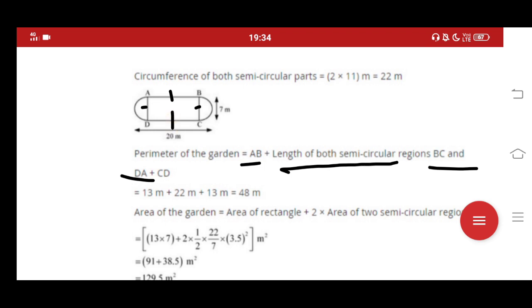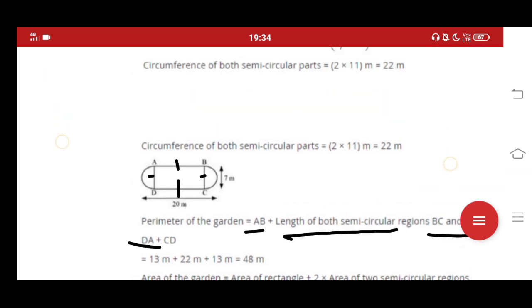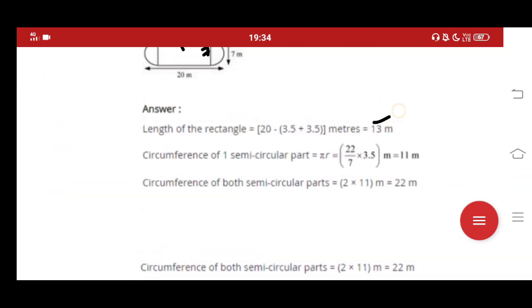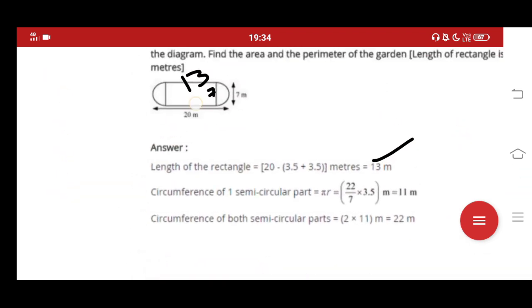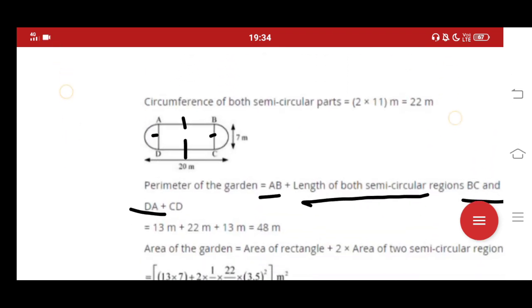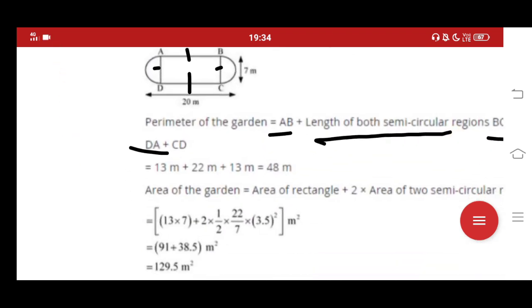So see here, how much is AB? Right now we have obtained that AB is 13 meters. So if AB is 13, then this part CD is also 13. So AB is 13, the circumference of both the semicircles is 22, and again the CD part is 13. Total equals 48. This is the perimeter of the complete garden.